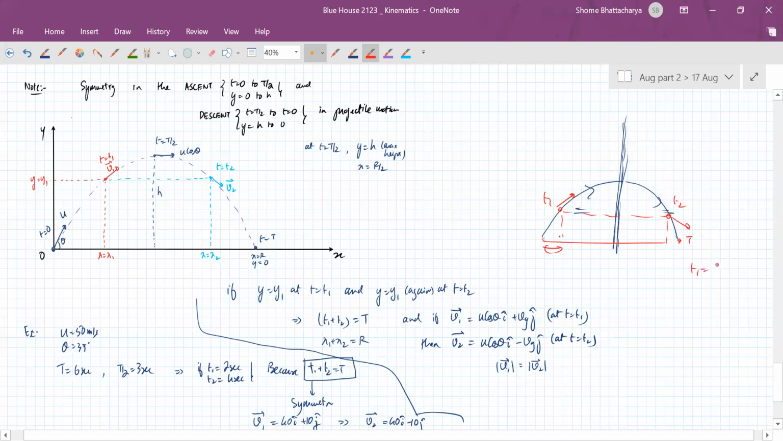So t1 should be the same as T minus t2. That is, from the ground till this point, whatever time it takes, t1, then from this point t2 to the ground, it should take the same amount of time. So t1 plus t2 is equal to capital T. So this is the symmetry in projectile motion, the symmetry between the two parts of the motion, the ascent while it is going to the maximum height and the descent while it is descending back from the maximum height to the ground.